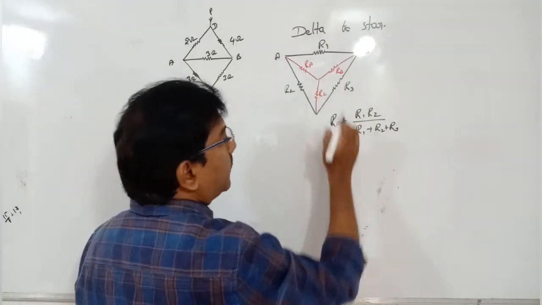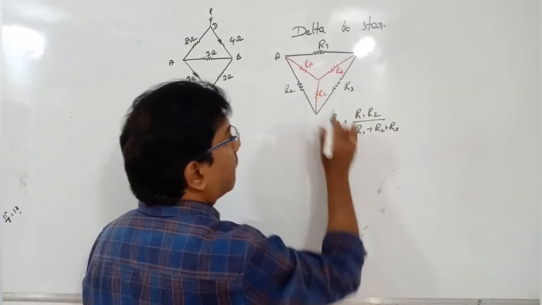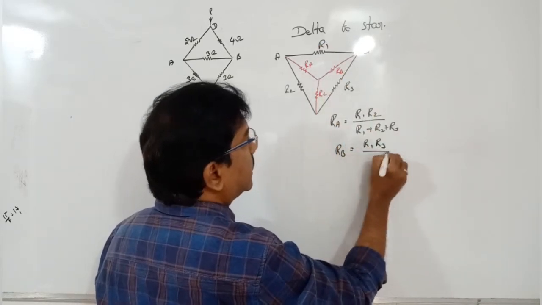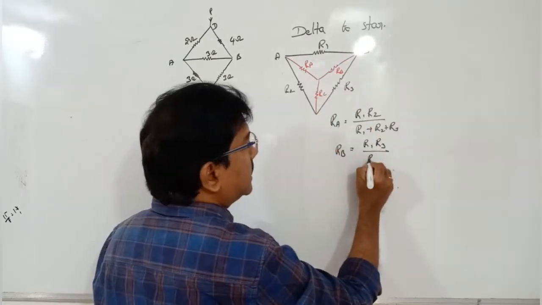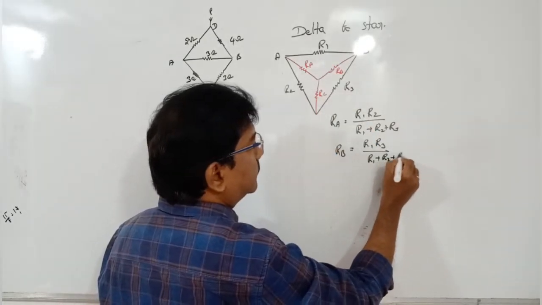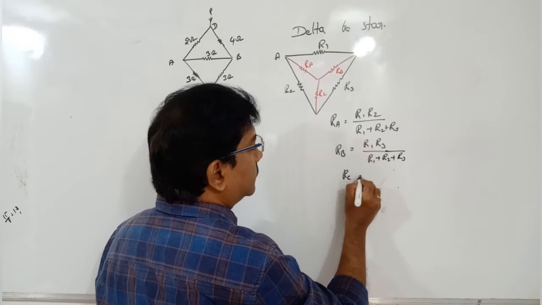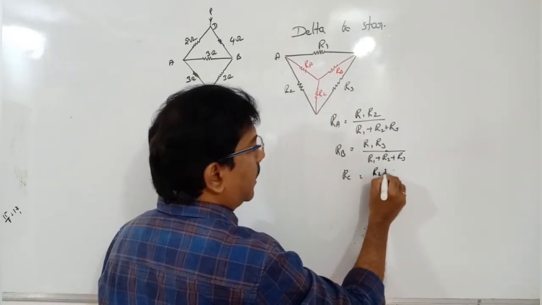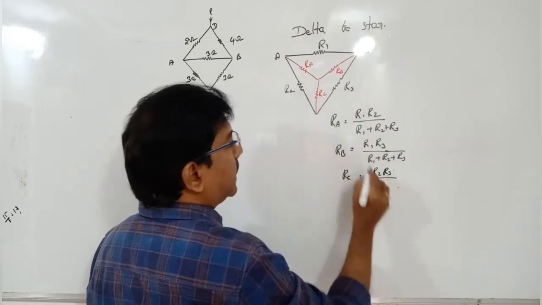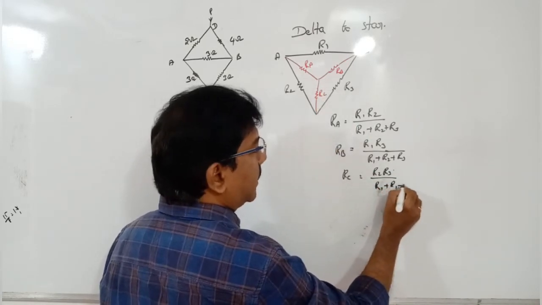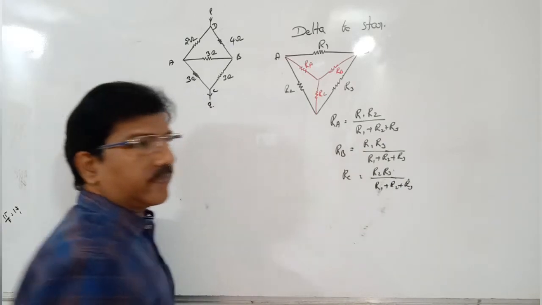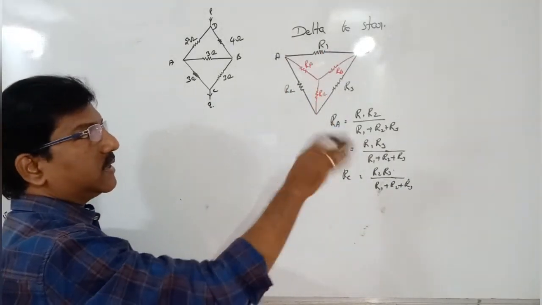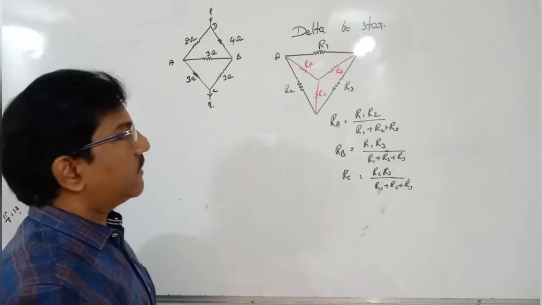You want RB? RB is R1 multiplied by R3, divided by the sum. You want RC? RC is in between R2 and R3 now: R2 times R3 divided by R1 plus R2 plus R3. So whatever triangle is there is simply converted into star.